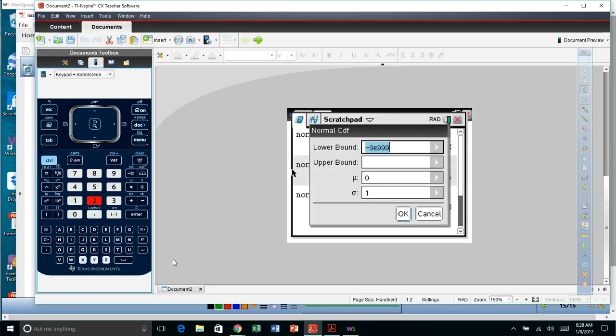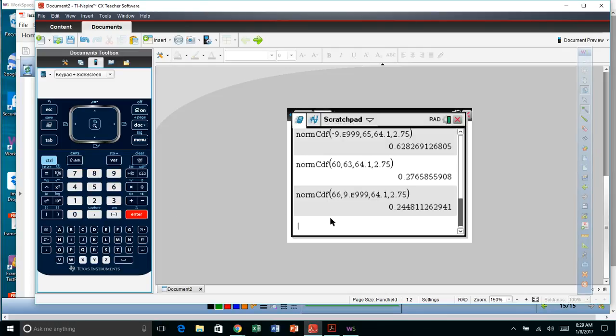Now doing the calculator, Menu 652, and we're looking for women who are at least 66 inches tall. So our lower bound is going to be 66. Our upper bound is going to be 9 double E 999, and we got 64.1 and 2.75. And what does that equal?